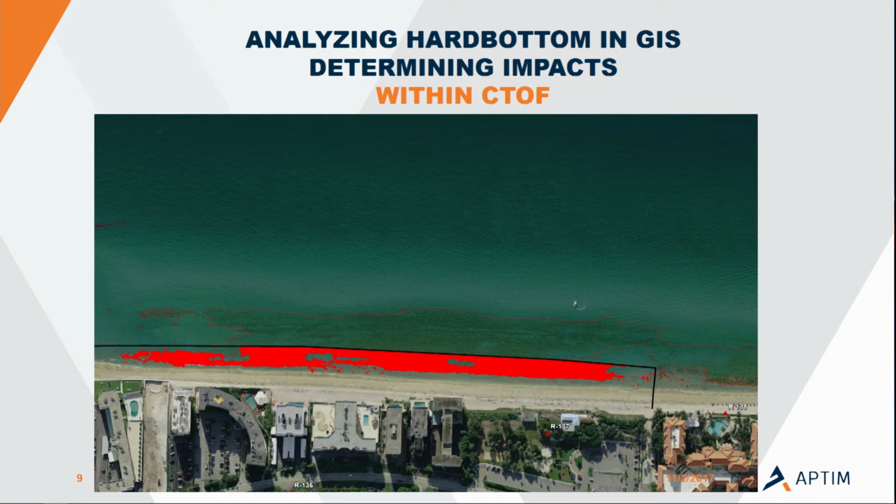This is important because mitigation is expensive. We have to mitigate for any hard bottom that we impact, and it runs about $1 million per acre to mitigate for a hard bottom.